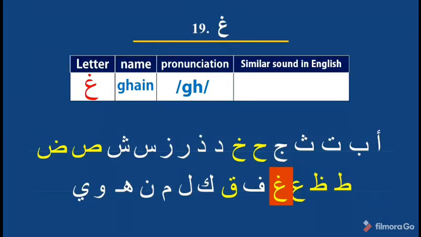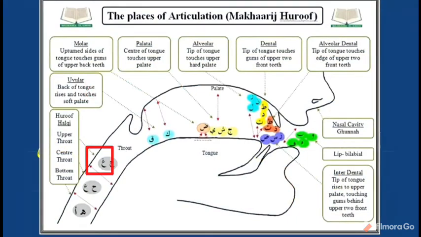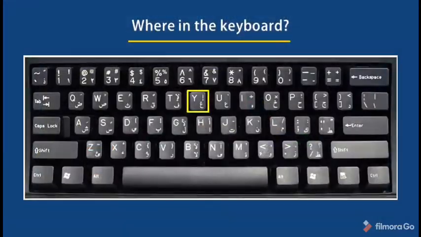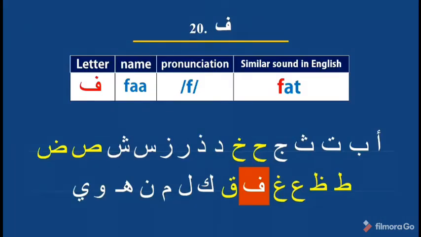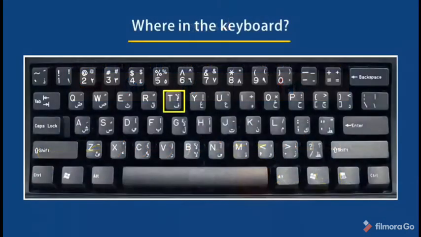Ghain also has no equivalent in English. It is ghe, and it is done by the upper throat. Ghain, ghe, and it is found with the Y key. Fa has the pronunciation of fa, just like the fa in fat, and it is found with the T.